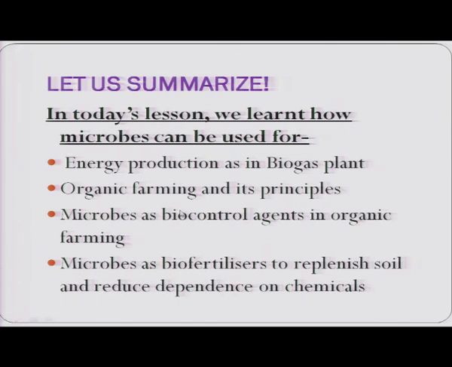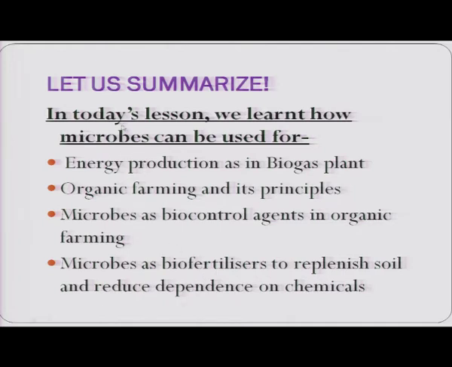So, with this we have come to the end of this chapter. Today we have discussed how microbes are helpful in production of biogas and how they can help our farmers in improving agriculture without destroying the quality of soil or without polluting the soil and water and other resources.